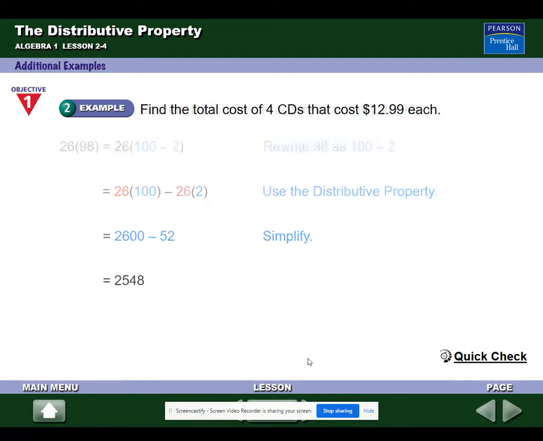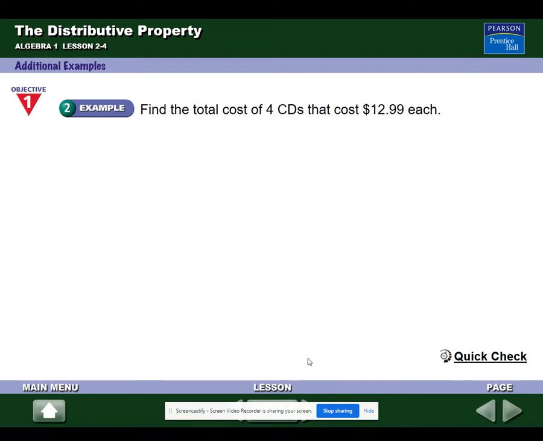Okay? How about this one? Find the total cost of 4 CDs that cost $12.99 each. Yes, your textbook series is more than 10 years old. Back at the time, CDs were the technology, so no teasing. Okay? Think about it again. Pause the video if you need to.